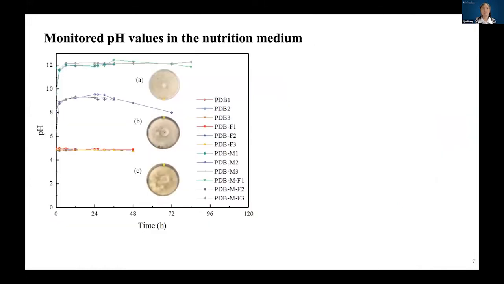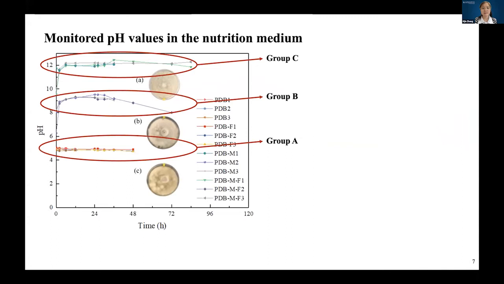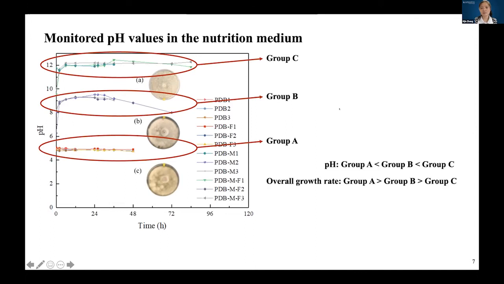Next, we monitor the pH in the nutrition medium, and we can see that the pH in group A is at the lowest level, then group B, and the highest pH level occurred in group C. So the pH shows an inverse relationship with growth here: group A lower than group B, lower than group C.